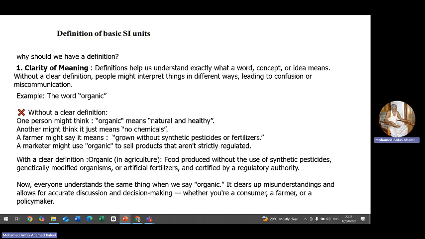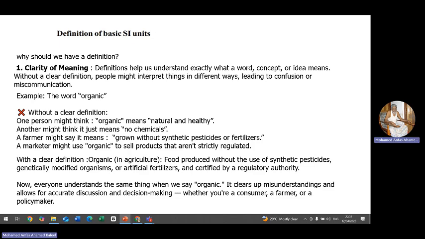So now everyone can understand organic. It clears up misunderstanding and allows for accurate discussion and decision making. Whether you are a consumer, farmer, scientist, or policymaker, everyone can use the same definition.